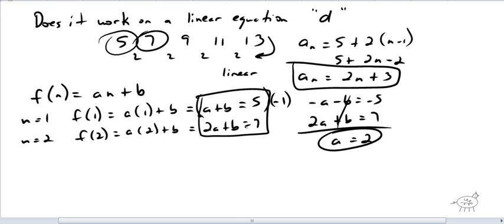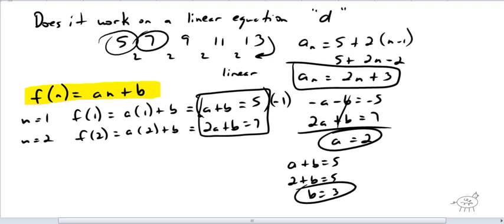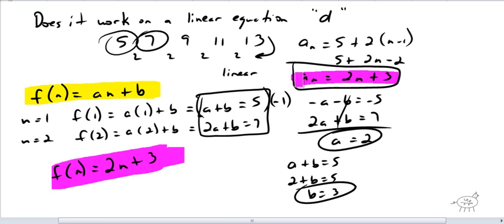And then to find b, let's plug it back into the equation. So we'll do a plus b equals 5. So 2 plus b equals 5, so b equals 3. So going back to our general equation, if I plug it in, I'm going to say f of n equals an plus b, which is 2n plus 3. And if you notice, math fans, this is there, and it's also right there.